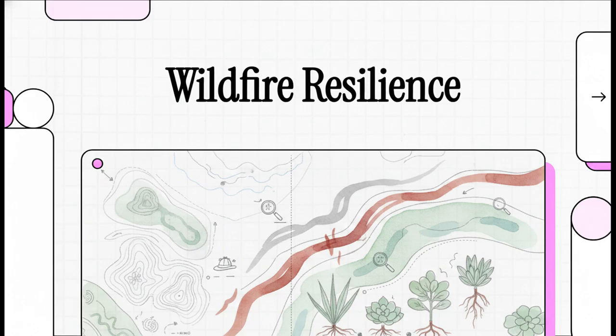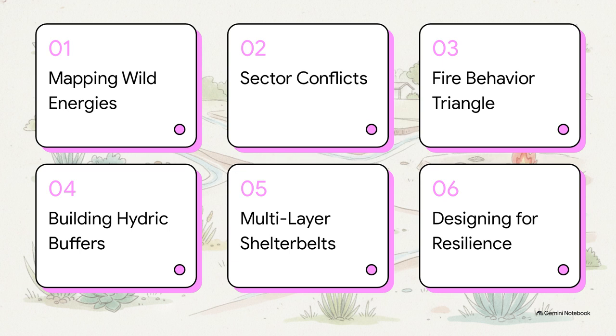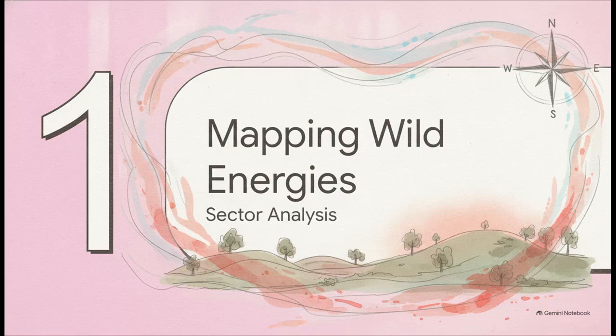We're going to break down how to map invisible forces, resolve critical design conflicts, and essentially use landscape architecture to defend a property against one of nature's most destructive forces, wildfire. Okay, let's jump right into the blueprint. Today, we're mapping wild energies, analyzing sector conflicts, dissecting the fire behavior triangle, building hydric buffers, creating multi-layered shelter belts, and ultimately designing for true resilience. Let's get to it.